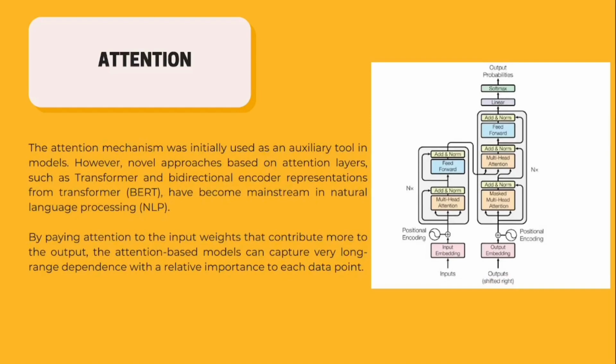One more method is the attention mechanism. The attention mechanism was initially built as an auxiliary tool, which was used for NLP tasks. Slowly, the attention mechanism developed, and many transformers and Bidirectional Encoder Representations from Transformers, the BERT, were introduced. And by paying attention to the input weights that contribute more to the output, the attention based models can capture very long range dependence with a relative importance of each of the data points.